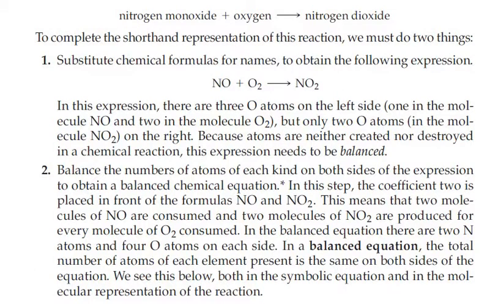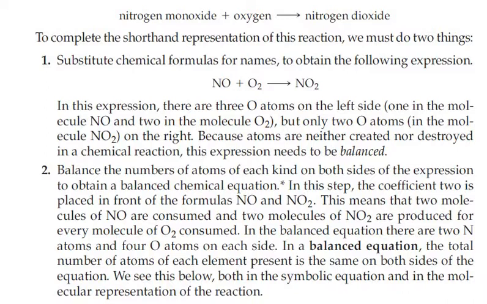Welcome to my channel. This video, following the introduction to chemical reaction and chemical equation, I want to show you how to write a chemical equation. So here we have nitrogen monoxide plus oxygen. It's going to give you nitrogen dioxide. Nitrogen monoxide is a colorless gas and oxygen same thing, but nitrogen dioxide is red or brownish kind of color.